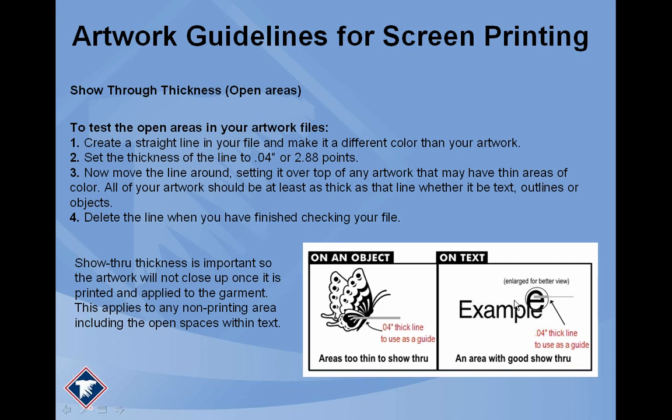Now, text, we have the same problem. In this example, the word example, how convenient, the letter E is what we're looking at. The inside of that letter E is show-through, just like the inside of this letter A or the inside of this letter P. These are all show-through areas. They need to meet that 0.04 inch thick guideline. And in this case, the letter E does meet that guideline. You can see we held our little gray line up to it, and bingo. That little gray line is definitely thinner than the white area, meaning it's going to print.